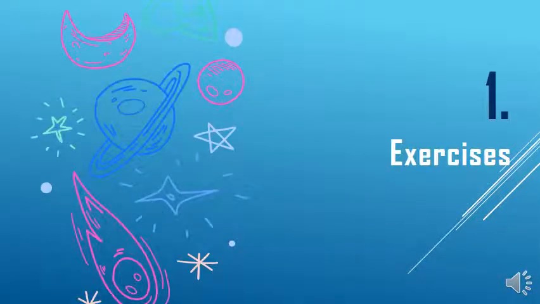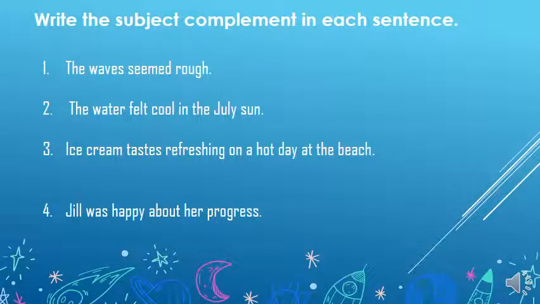So let's see some exercises. This is the first page from this lesson in your book. Write the subject complement in each sentence. The waves seemed rough. Of course, we're talking here about subject complements. All the verbs in this exercise are linking verbs: seemed, felt, tastes, and was. So in the first sentence, the waves seemed rough. Rough is a subject complement for waves.